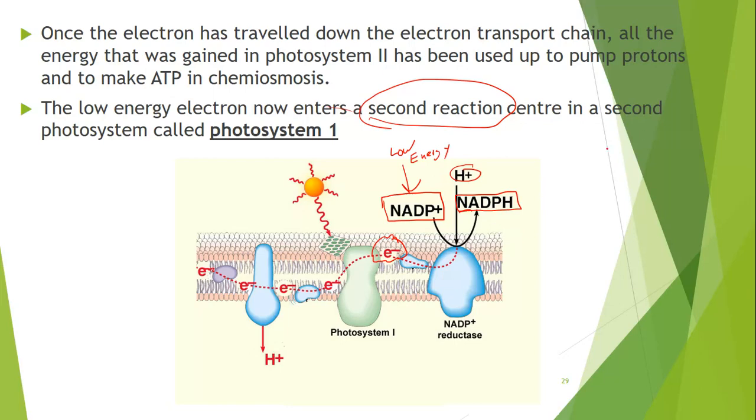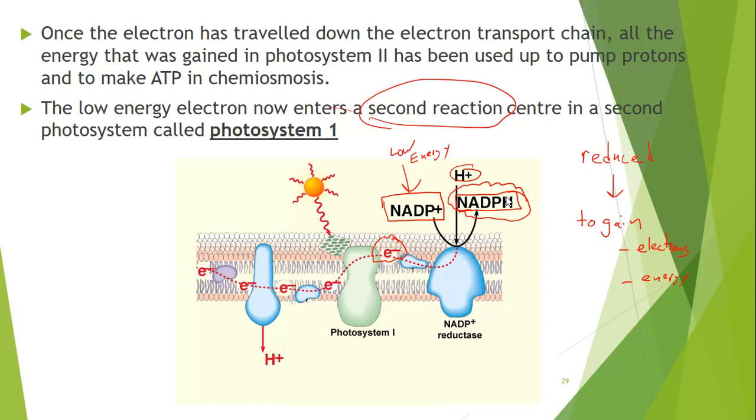Now, remember, what does reduced mean in chemistry? Right, it means to gain. And what does it gain? It gains electrons and it gains energy. So reduced NADPH has a ton of energy because it's carrying that high energy electron that got boosted up a second time in photosystem 1.